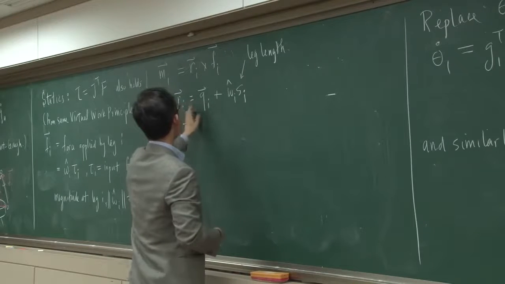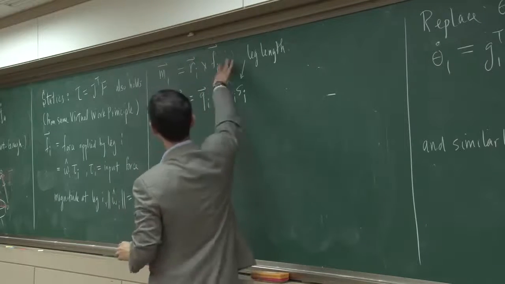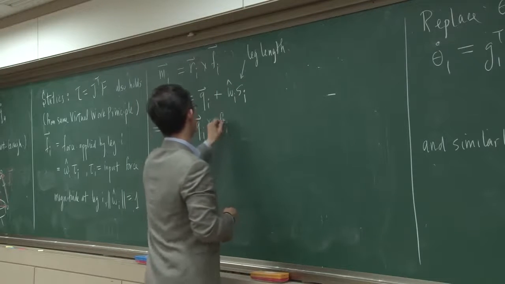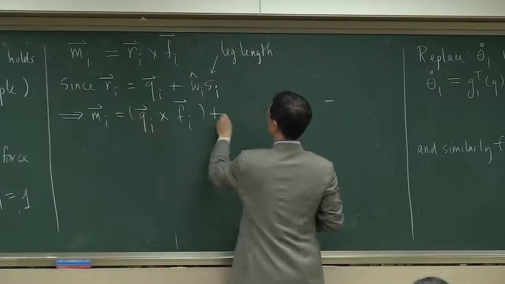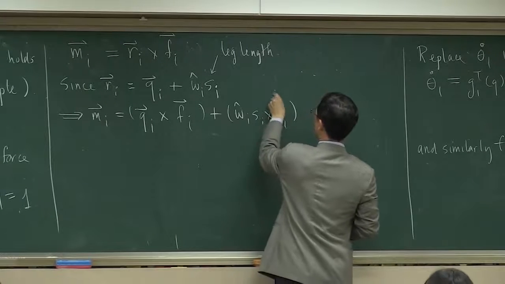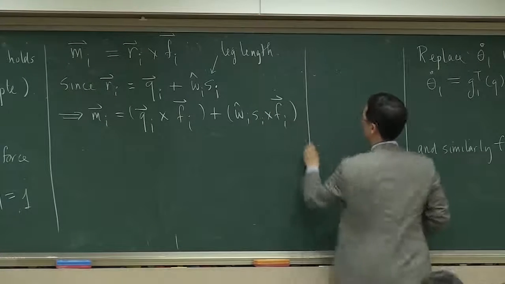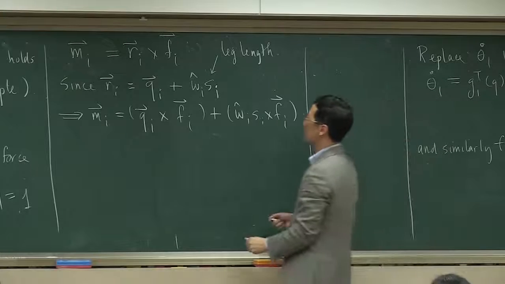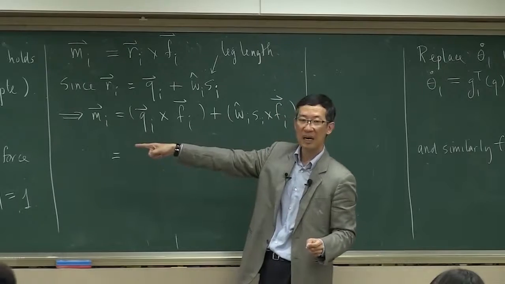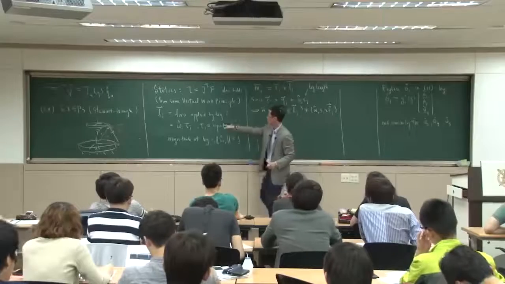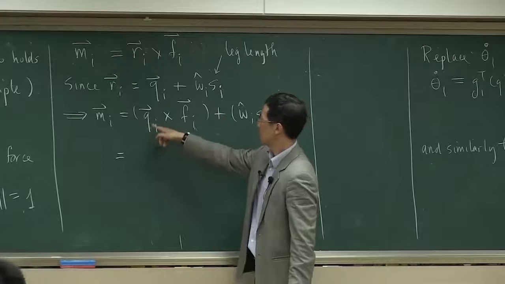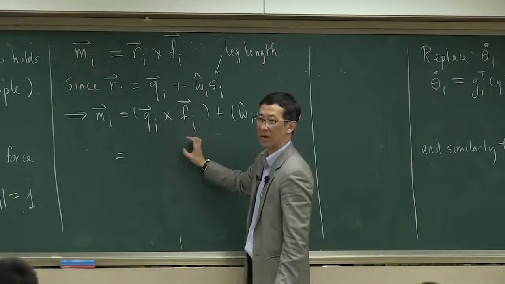So m sub i is r sub i cross F sub i. So it's q i cross F i, plus omega hat i s i cross F i. And now replace F i by omega i tau i right here. So here we get q i cross omega i tau i.